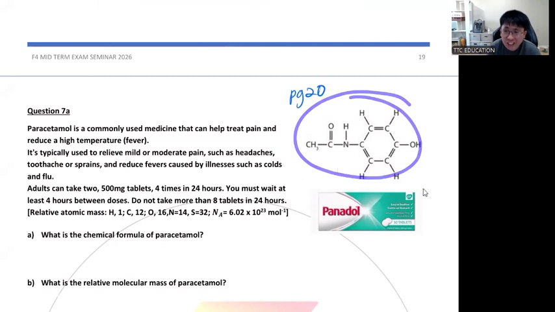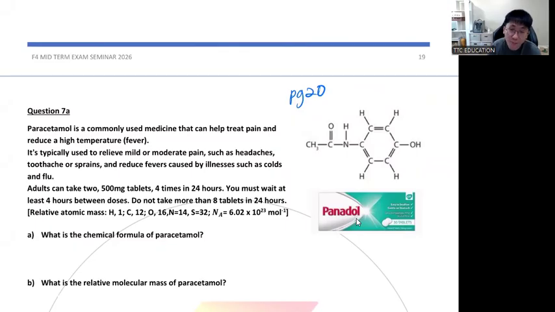Guys, what is this? You also don't know, right? Okay, but they say this is actually paracetamol. What is paracetamol? The common name that you all know is actually Panadol. Panadol is a brand name, okay? So paracetamol is the actual name. So chemistry name for Panadol is called paracetamol. So it's a commonly used medicine that can help to treat pain and reduce fever.